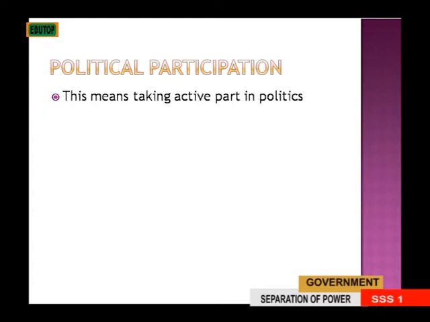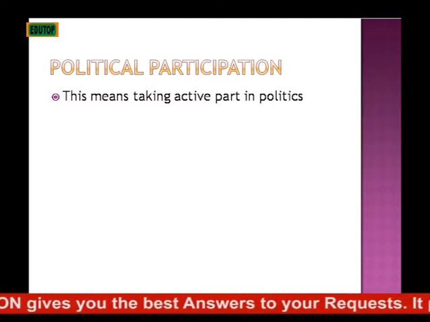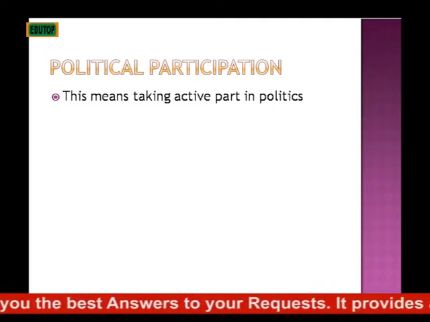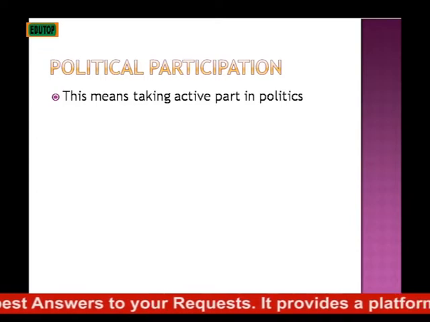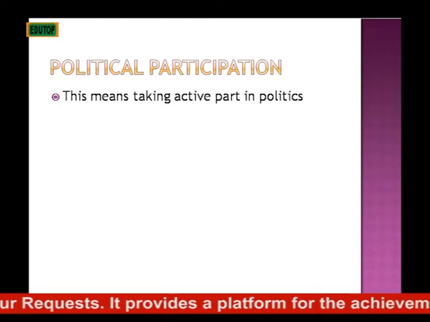We shall now be talking about political participation. What does political participation mean? It means taking active part in politics. Participating actively in politics simply means political what? Participation.